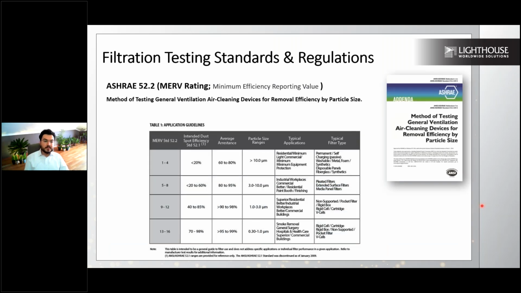In the US, there is an ASHRAE 52.2 MERV rating for minimum efficiency reporting value. This regulation describes a method of laboratory testing to ensure the performance of general ventilation air cleaning devices and is not intended for testing filters in the field, according to the document itself. So it gives you a MERV rating from 1 to 4, larger for 10 micron, and all the way to 13 to 16, which is between 0.1 to 1 micron.